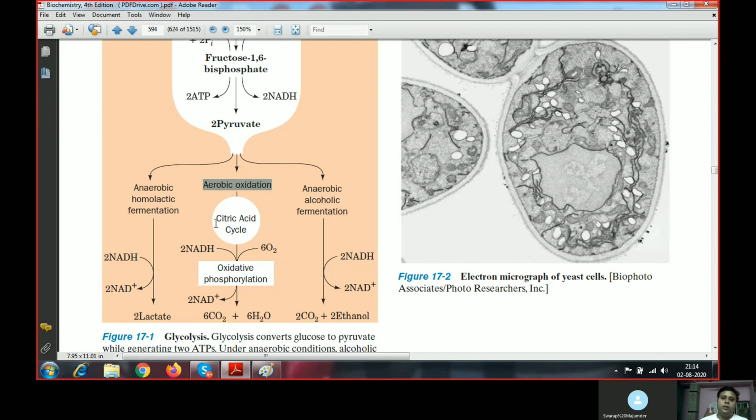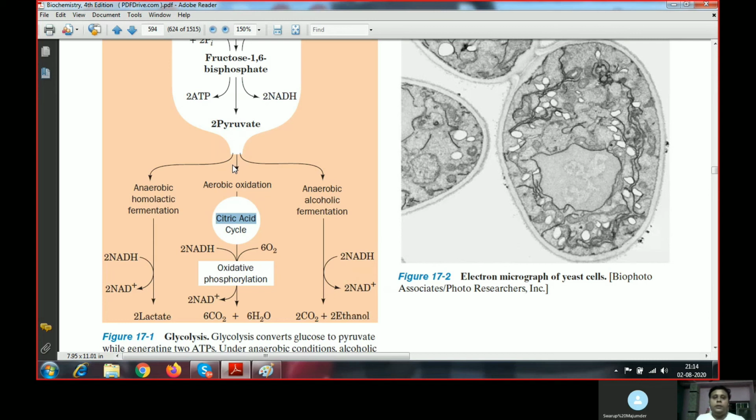Why is it called the citric acid cycle? Because the first product of the TCA cycle is citric acid, and that is why it is called the citric acid cycle. The cycle starts with a condensation reaction between oxaloacetate and the acetyl group. The reaction by which pyruvate is converted to acetyl-CoA is not written here. This particular reaction is actually the link between glycolysis and the TCA cycle.